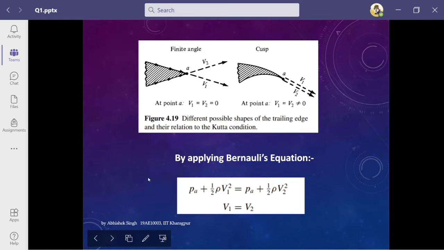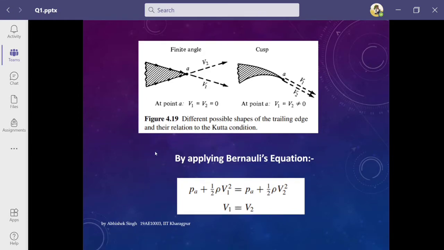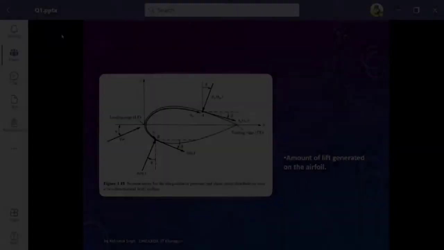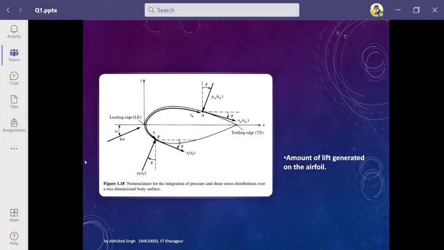In this next slide, we are going to discuss the conditions on the velocity leaving the trailing edge. We now see that the distribution of force around any body depends on the pressure distribution and the shear stress distribution on that body.